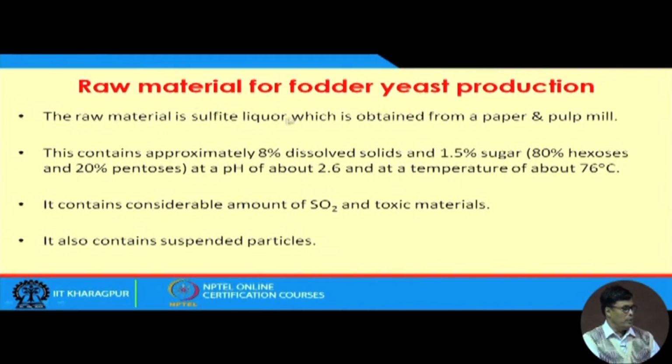Now, the raw material is sulphite liquor obtained from the pulp and paper industry. It contains 8% dissolved solids and 1.5% sugar, 80% hexose and 20% pentose. The pH is 2.6 and the temperature is 76 degrees centigrade. It contains a considerable amount of sulfur dioxide and toxic material. Also, it contains suspended particles.